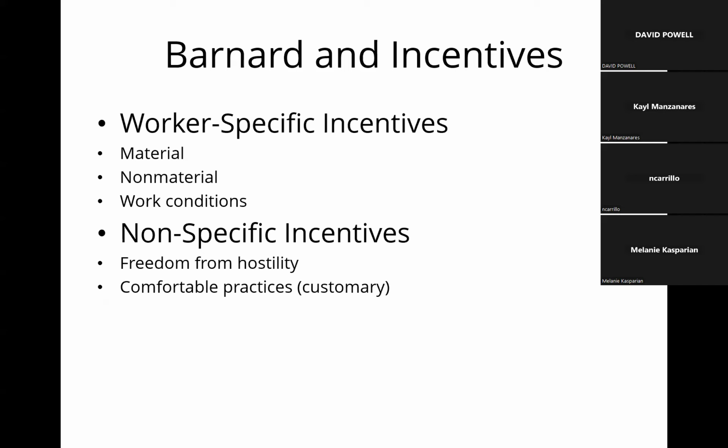So when we look at the incentives that can be used in order to enhance worker motivation, Chester Barnard, who we run into all the time in public administration, he writes in terms of systems theory, he writes in terms of human relations theory. He also chimes in here in terms of motivation. And Chester Barnard basically breaks up incentives into two binary categories: worker-specific incentives and non-worker-specific incentives.